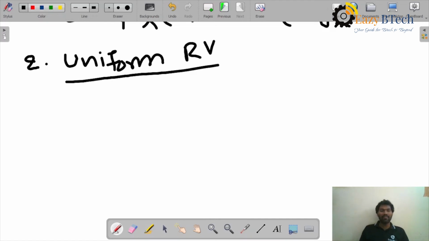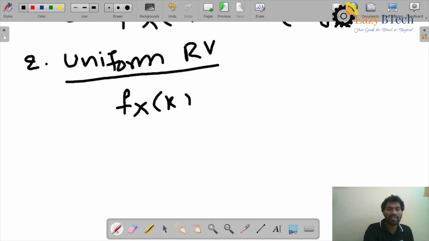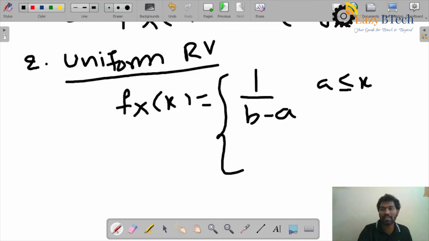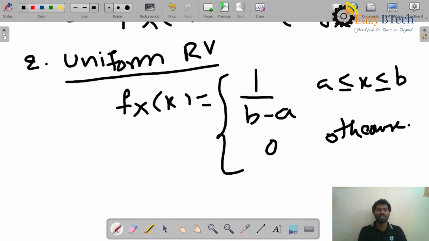A random variable x is said to be a uniform random variable if its density function is equal to 1 by b minus a, where a less than or equal to x less than or equal to b, and 0 otherwise. So this is the uniform density function form.